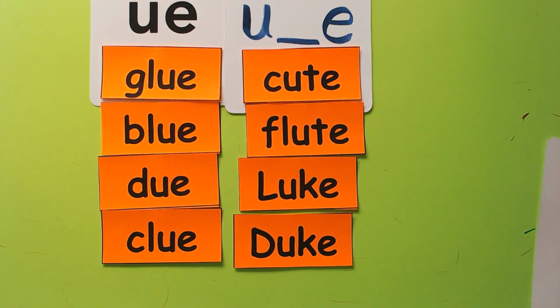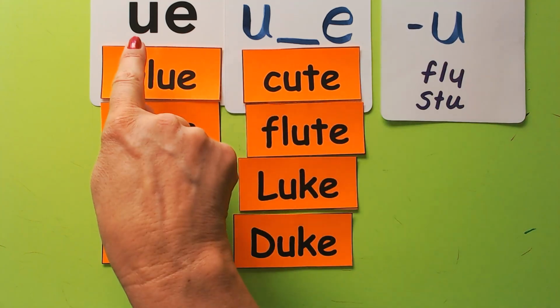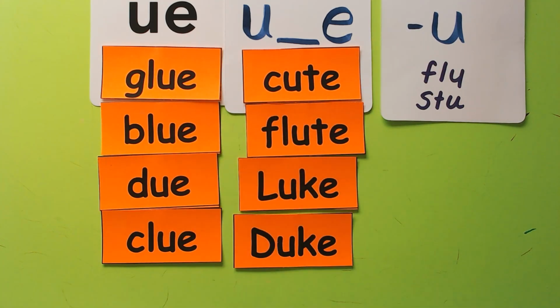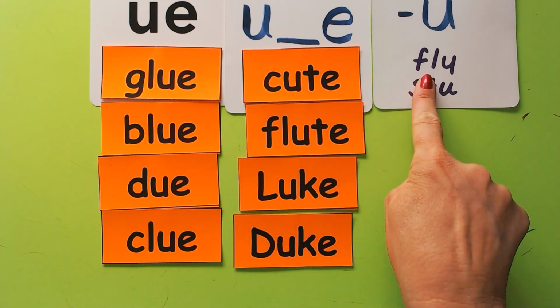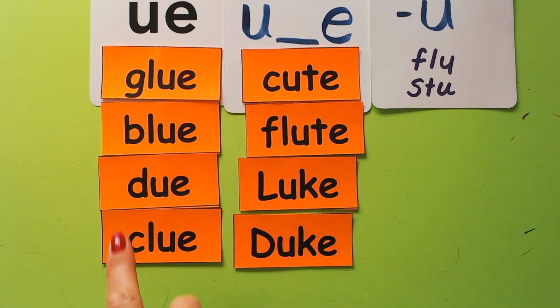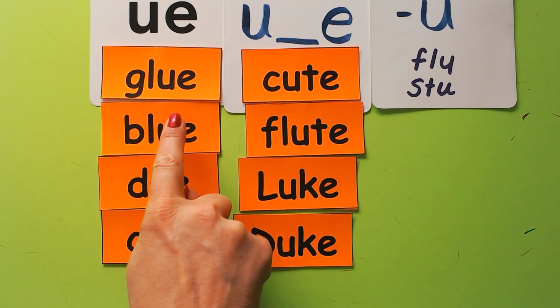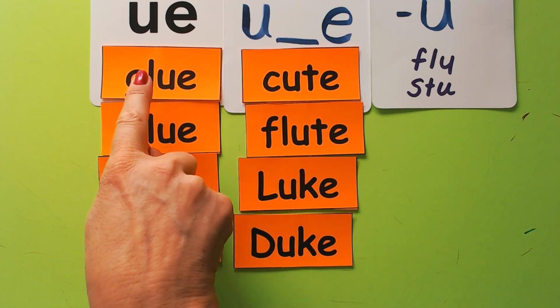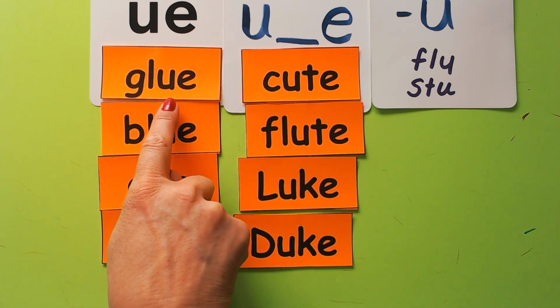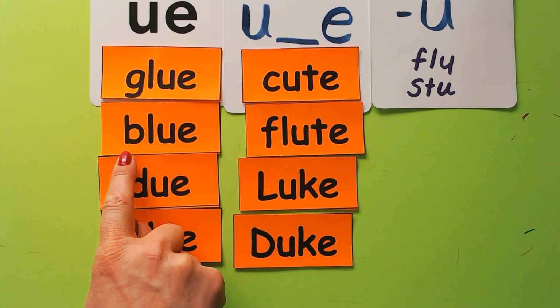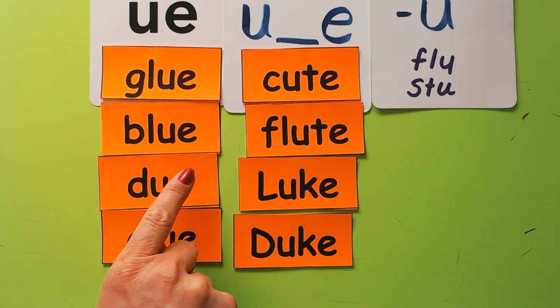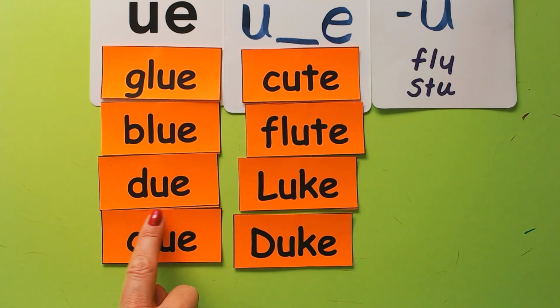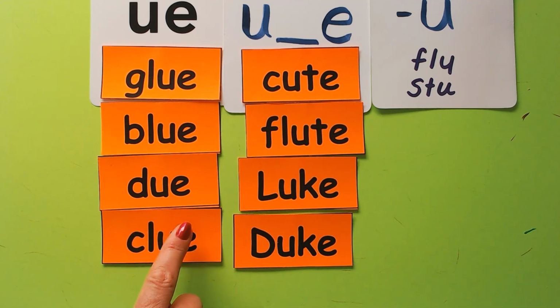Okay. Our first page, 129, we're going to be working on words that use UE, U consonant E, and U to spell the OO sound. So we're going to just practice. All of these words, notice, have UE, and remember UE says OO. So let's go ahead and practice them. Glue, blue, do, like my books are due at the library.